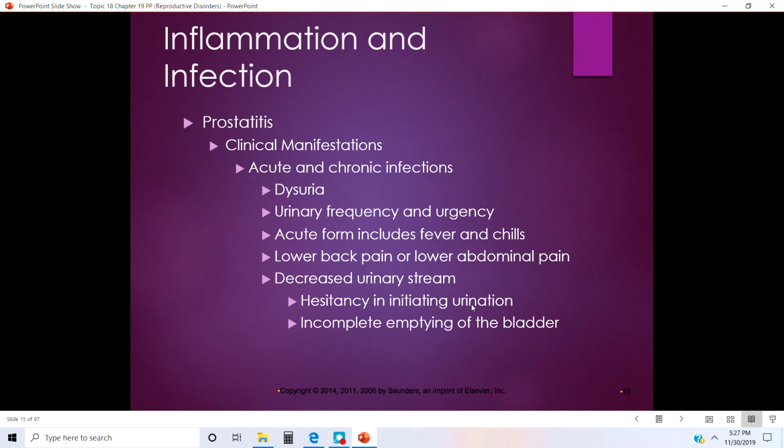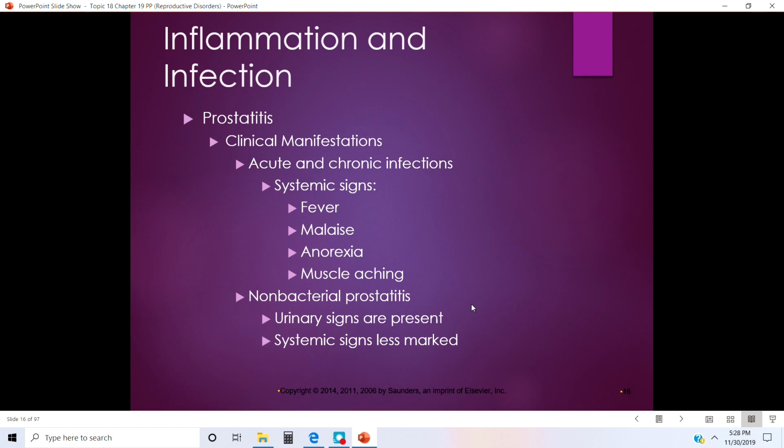Decreased urinary stream as there's more and more swelling, right? As the prostate becomes more and more swollen, that's going to actually like compress the urethra. So the patient will have hesitancy, meaning that they got to go. And they'll be trying to go, but they have trouble getting the process going, right? So hesitancy is where we have just a problem in initiating urination. Once they do go, right, they may not empty the bladder completely. Some systemic signs that could also be present would be fever, malaise, anorexia, achiness, right, like muscle achiness.